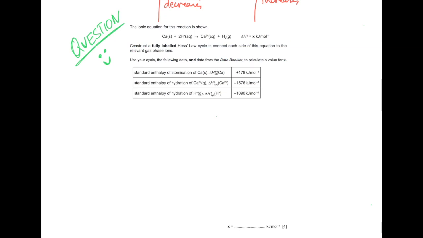Guys, it's an interesting question. Some people get stuck in it. Let's see how to solve it. So this is X, right? So you know that if I atomize Ca and form Ca gas, right? So this value is plus 178.